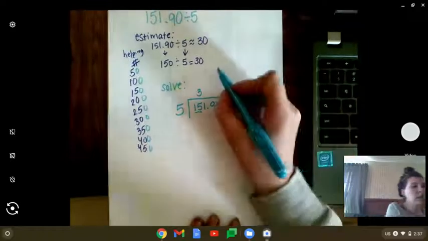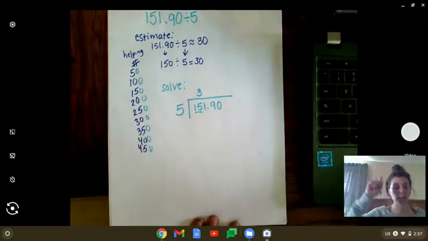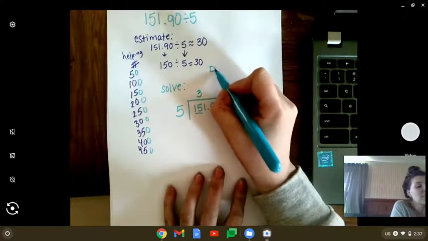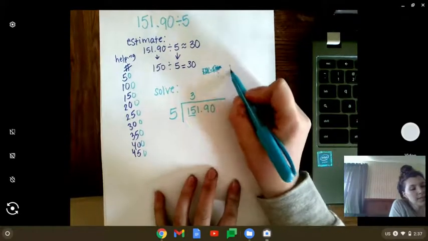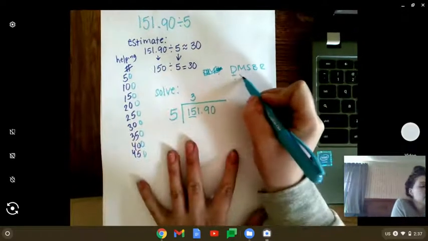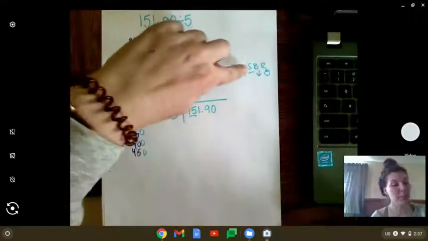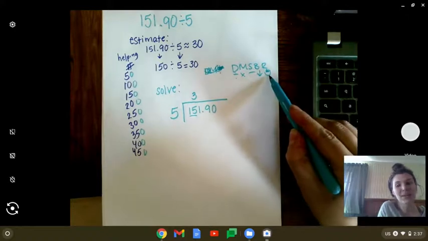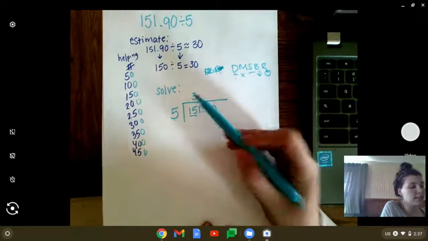Ooh, Miss Scharf forgot. You always should write your song or your saying to help you remember your steps. So you could either do dirty monkey smell bad really, or divide, multiply, subtract. Oops, that's subtract. Divide, multiply, subtract, bring down, repeat. So divide, multiply, and subtract. Bring it on down and bring it on back. So we divided. Now we have to multiply. 5 times 3 is 15.